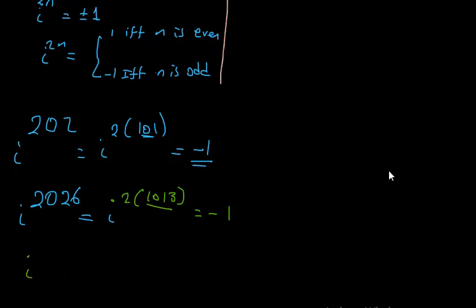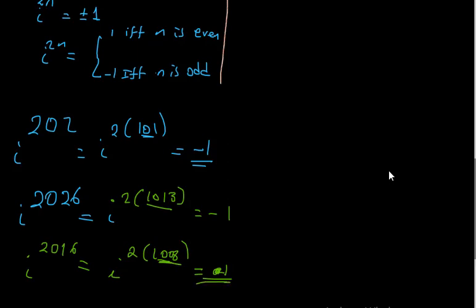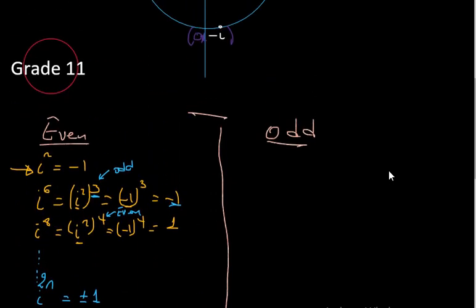What if it is i to the power of 2016? i is equal to 2 groups of 1008. Sorry, 1008. 1008 is even, so if it is even, that goes to positive 1.